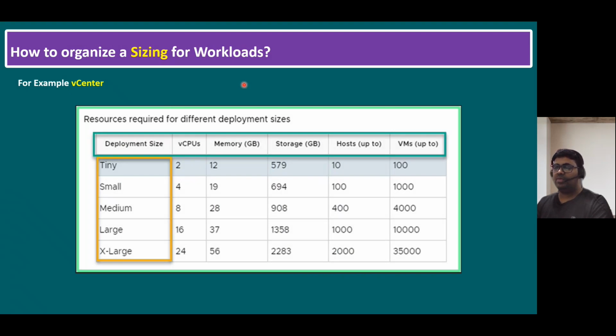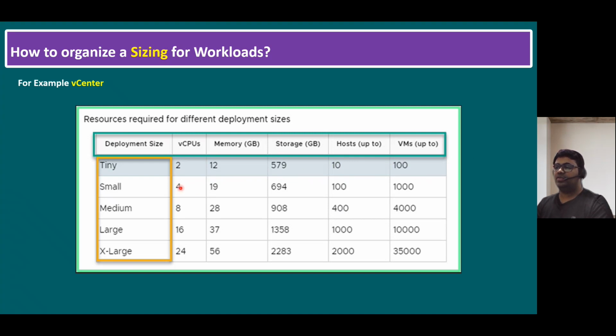Before showing you the complete picture, I'm taking one example, the vCenter server. As we are aware, vCenter server has different t-shirt sizes. If you are deploying a tiny size, it needs a minimum of 2 CPU, 12 GB memory, and hard disk size of 579, and it will support up to 10 ESXi hosts and 100 virtual machines.